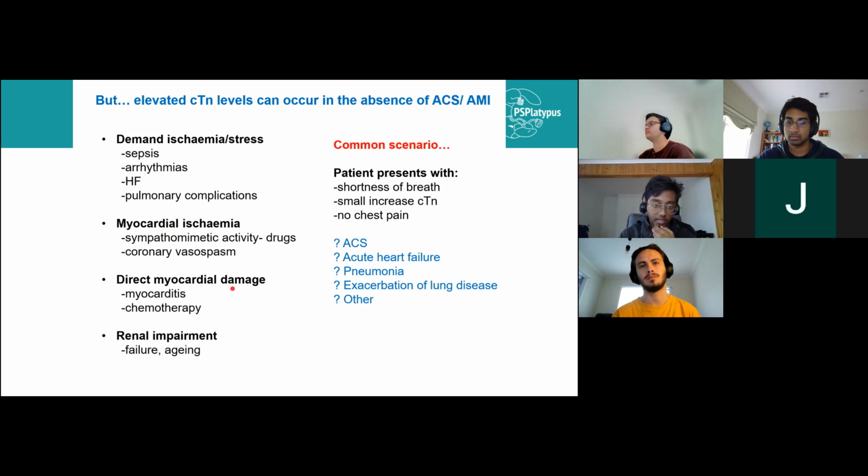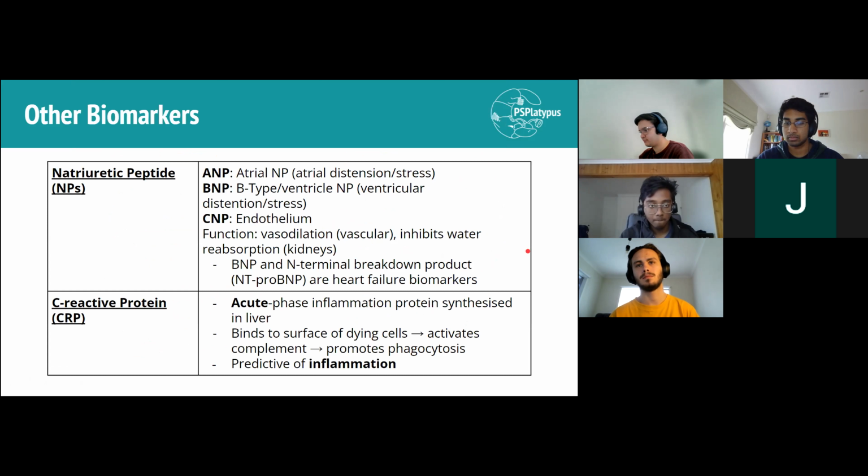And just direct damage due to myocarditis, which is a viral infection most of the time. And we have renal impairment as well. So it's important to think about a lot of other stuff when we see elevated cardiac troponin. A couple of other biomarkers.